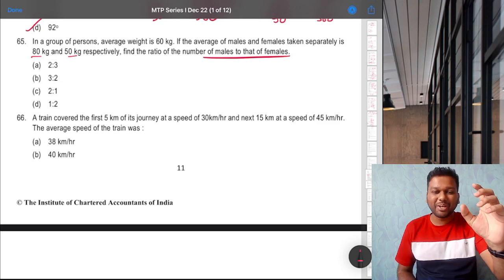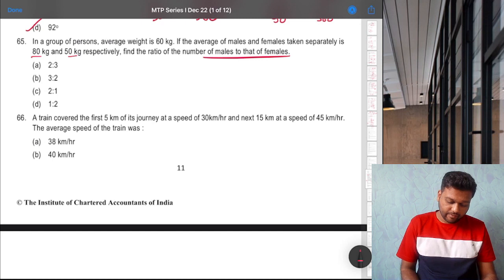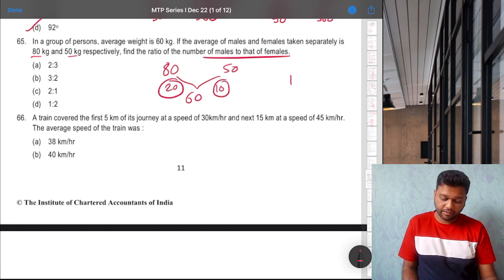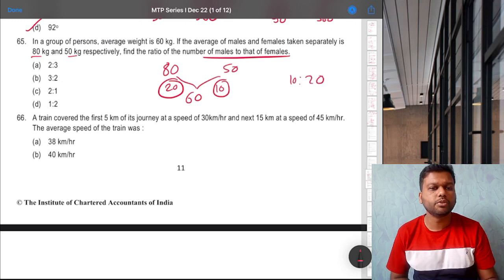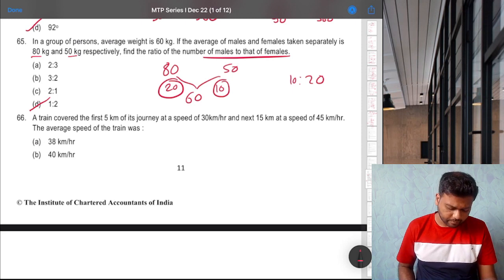For this we have a very good trick. I have already uploaded a video of shortcut. You don't need to solve anything. Okay, males, females, average is 60. Just find the difference. Here difference is 20, here difference is 10, right? Take opposite of that difference, 10 is to 20, that is the ratio, 1 is to 2. Option D is the correct answer. No need to do anything else.